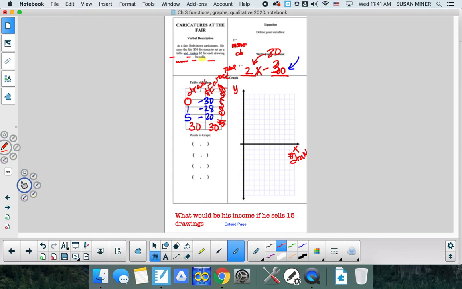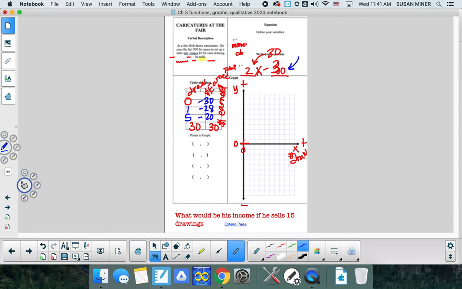Where is 0 on my graph now, right? Remember, y is positive up here. Y is negative down here. X is positive over here. So where is my 0? Well, here's my 0. Anywhere where my x and y meet up, that's 0, 0. That's my origin, right? So we said at 0 drawings, how much money had I made?